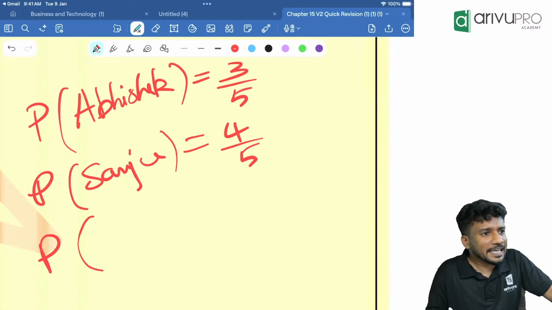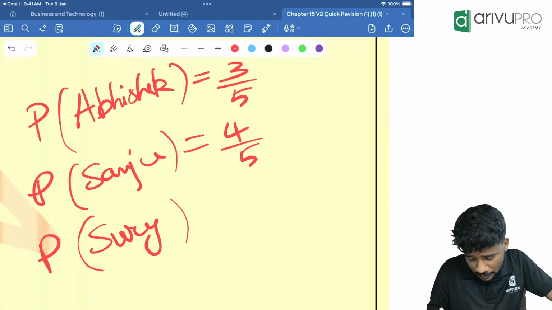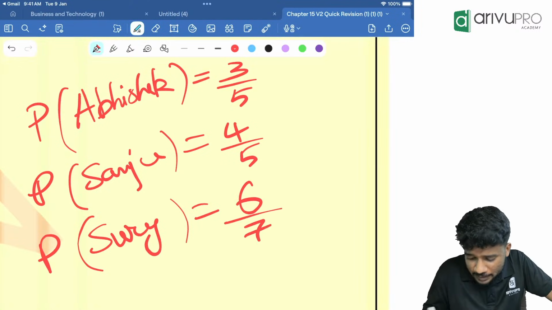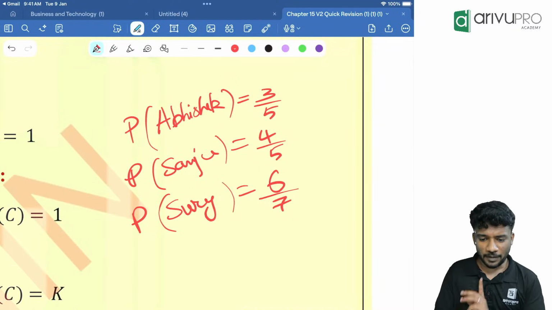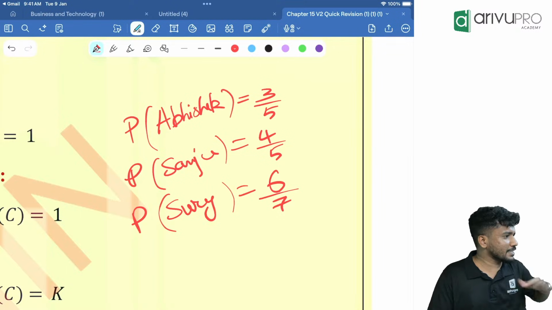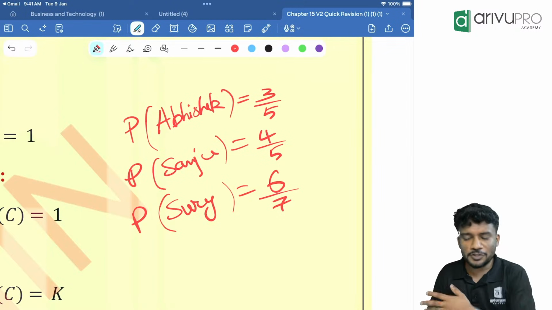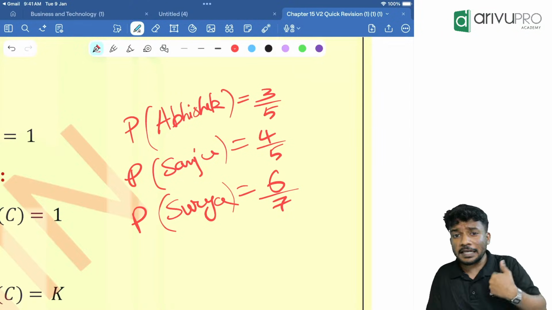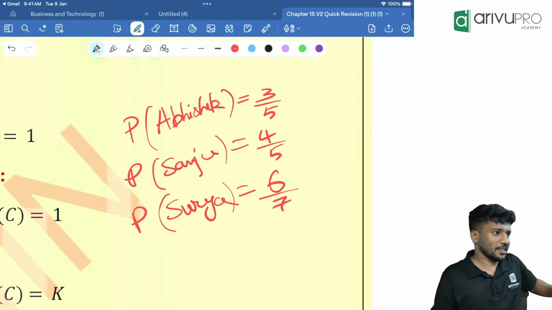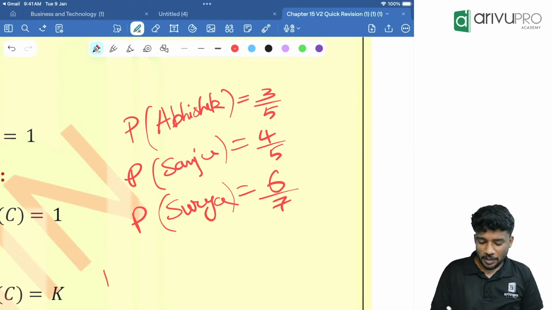Probability of winning if Surya is there is 6 by 7. So winning the match is what? The probability of Abhishek batting and India winning is 3 by 5. Probability of Sanju batting and India winning is 4 by 5. Probability of Surya batting and India winning is 6 by 7. Now the question is like this.